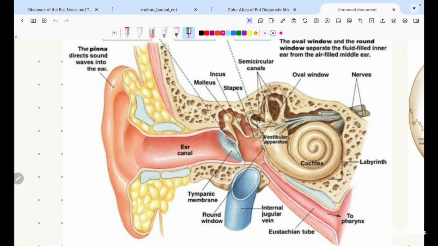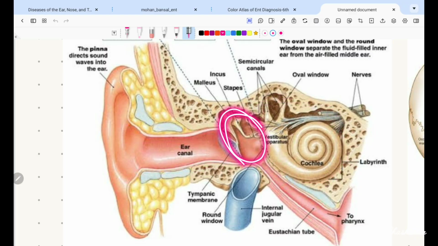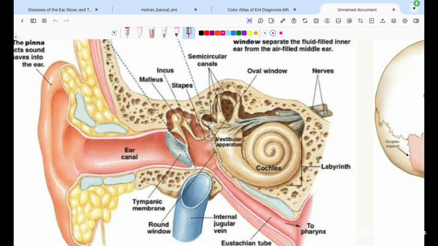We are seeing the parts of the ear in the form of an image. This is the external ear, this is the middle ear, this is the inner ear, and this is what we'll be talking about today. The middle ear is compared to a six-sided box. It's said to have a roof, a floor, a lateral wall, a medial wall, an anterior and a posterior wall. So it's basically a cube.